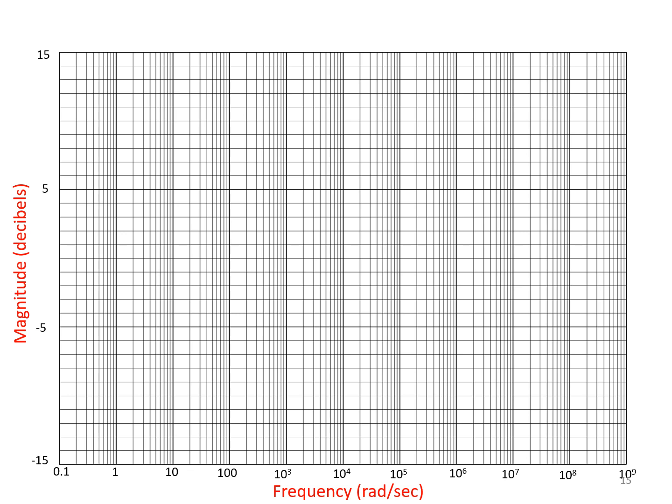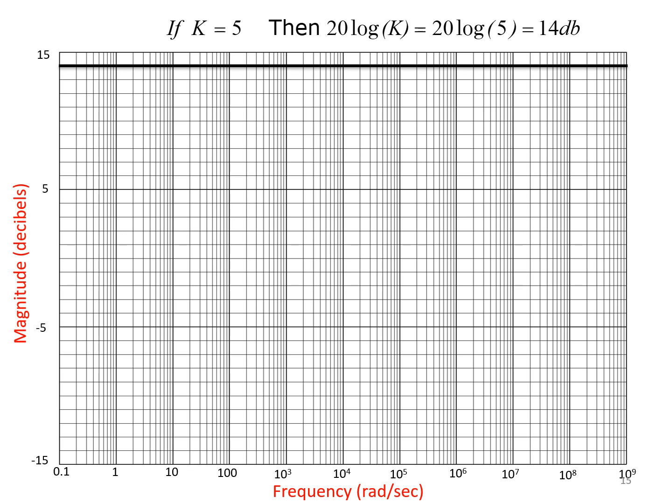Now let's see how we can represent this in the logarithmic form. If k is equal to 5, for example, then 20 log k is 20 log 5, which we get as equal to 14 dB. Now let's see how I can represent this using the semilog graph sheet. Here we represent the logarithmic scale of the constant gain k as 14 dB by just drawing a straight line like this. This is about the constant gain k and its representation.